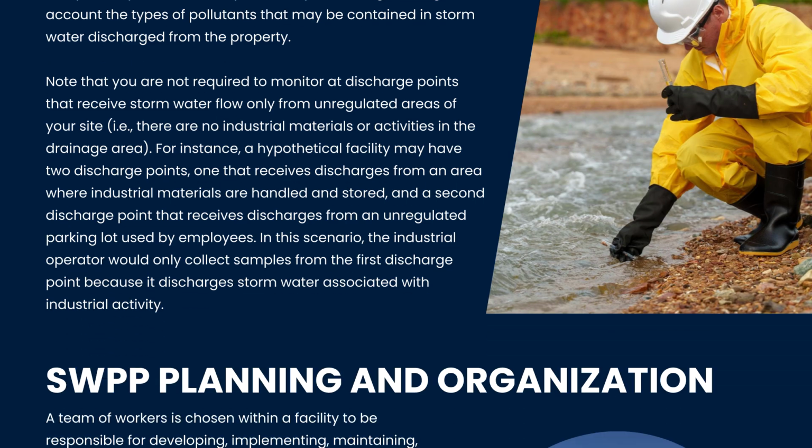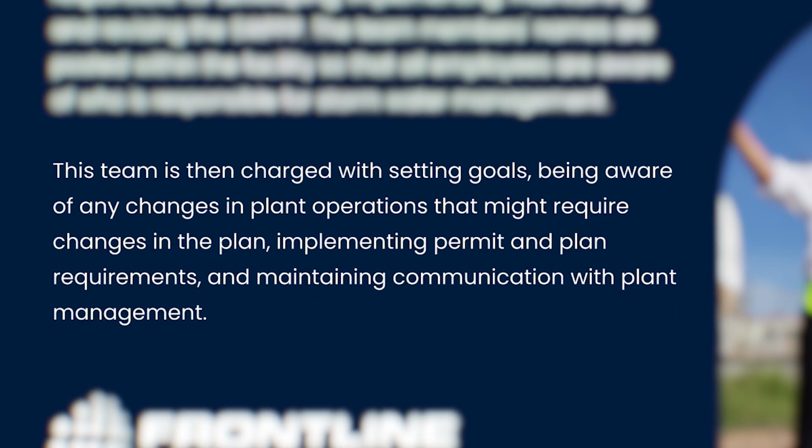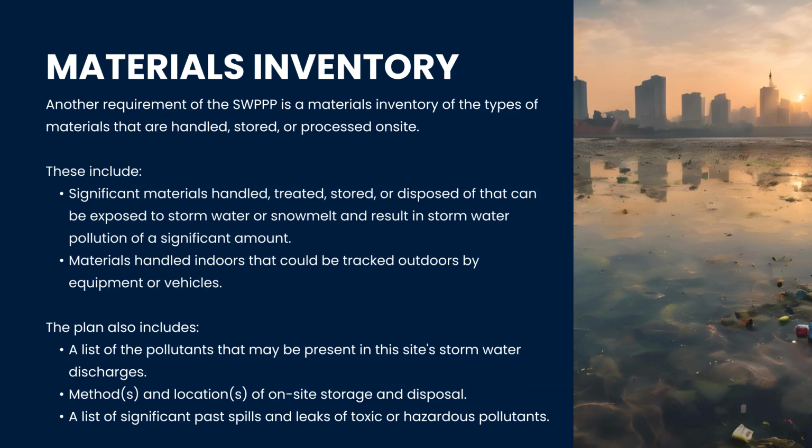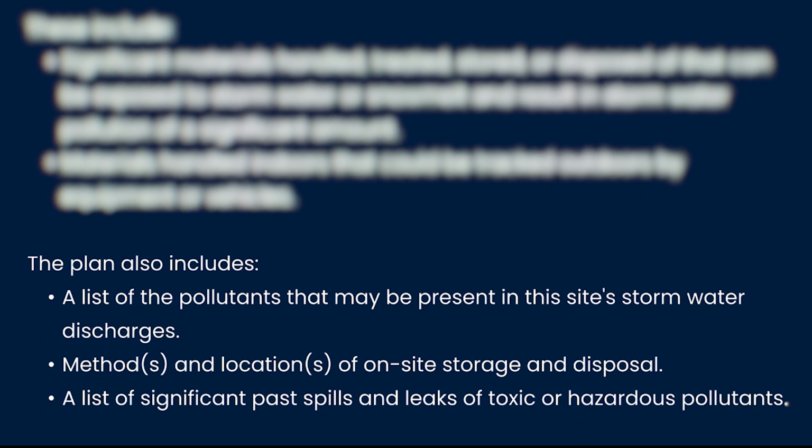A designated team is responsible for developing and maintaining the SWPPP. This team ensures the plan stays current, communicates changes, and manages compliance efforts. Their roles should be clearly communicated throughout the facility. The SWPPP must include an inventory of materials that could impact stormwater quality. This includes materials stored outdoors, those that could be transported outside, and any substances that could enter runoff. It also includes records of past spills and potential pollutants.